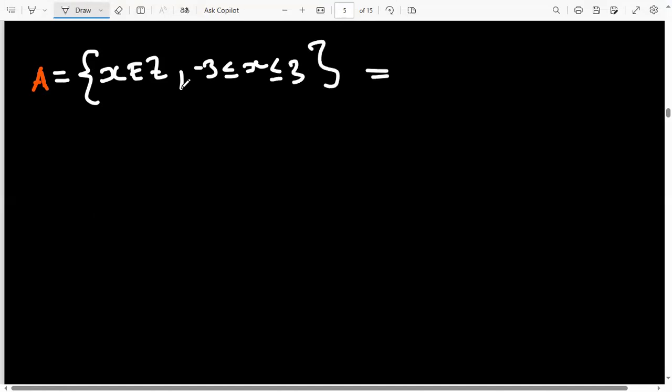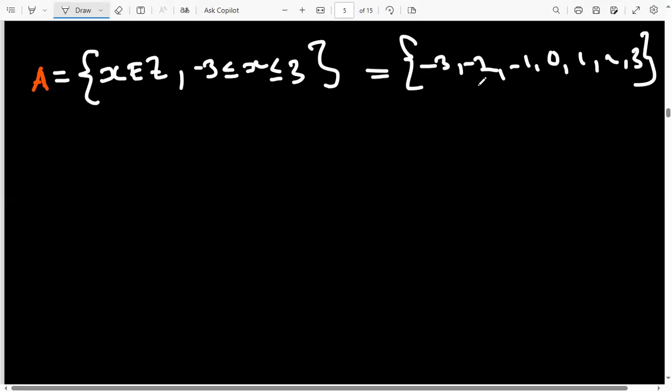So it means we can list this set. If we list this set, we are just going to start from -3 all the way to 3. All the integers that are in between here, we are going to list them as members of set A. So we're going to say -3, -2, -1, 0, 1, 2, 3. So these are the members that are in set A.